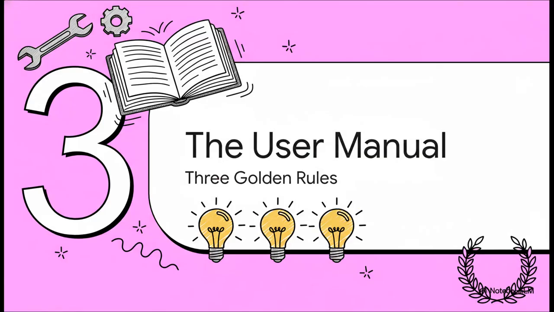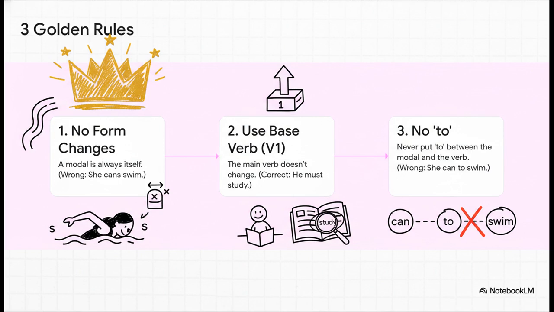Now, these specialty tools are awesome, but just like any cool gadget, they come with a user manual. And to use them correctly every single time, you just need to remember 3 golden rules. Let's break them down. Rule number 1, modals never, ever change their form. No adding s's or eds, it's always she can, never she cans. Rule number 2, the main verb that comes after it is always in its simplest base form. It's he must study, not he must studies. And finally, rule number 3, you never put the word to between the modal and the verb. It's she can swim, not she can to swim.